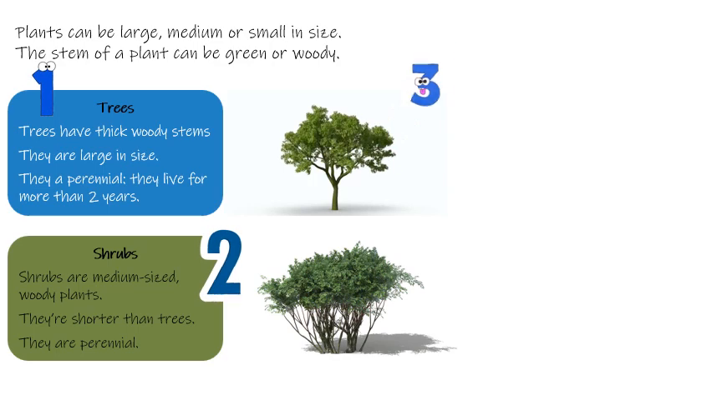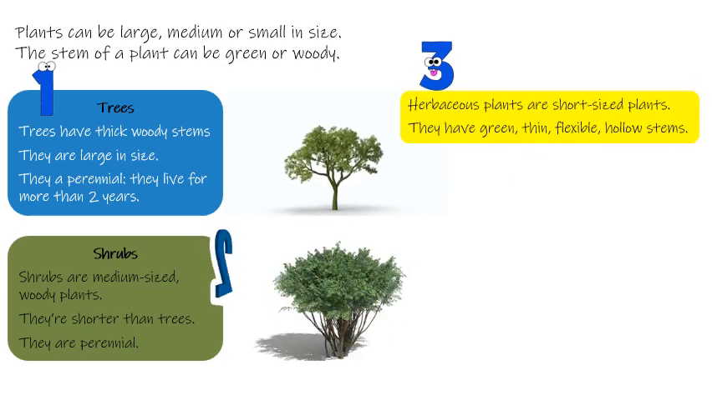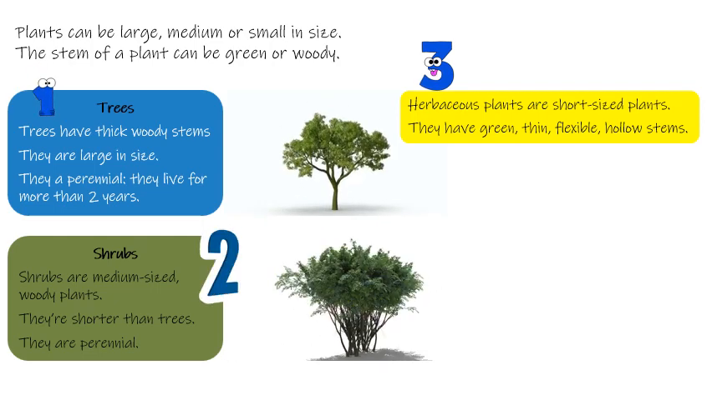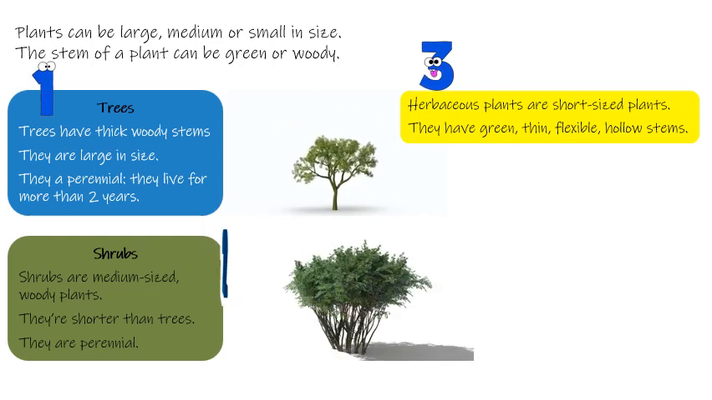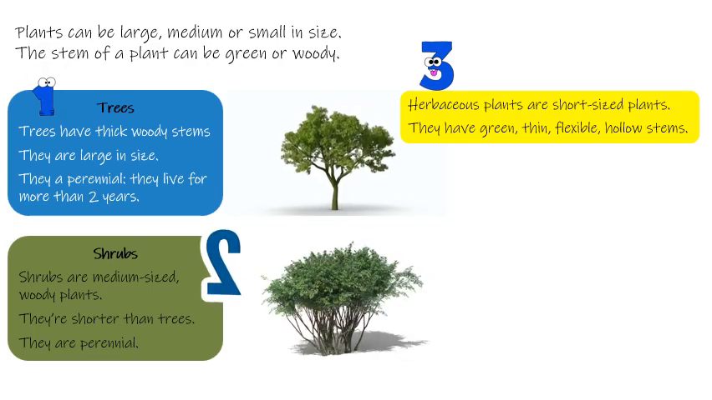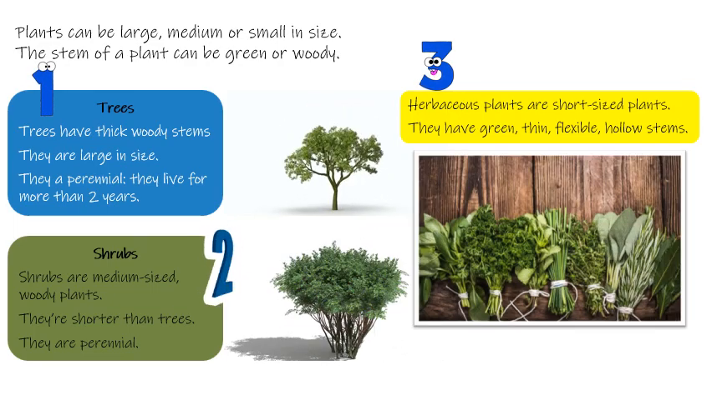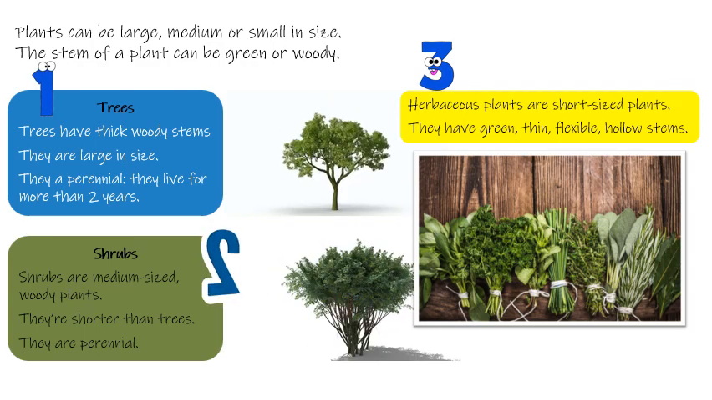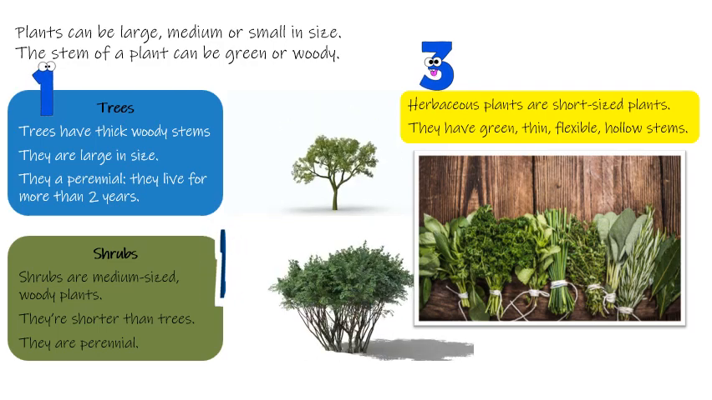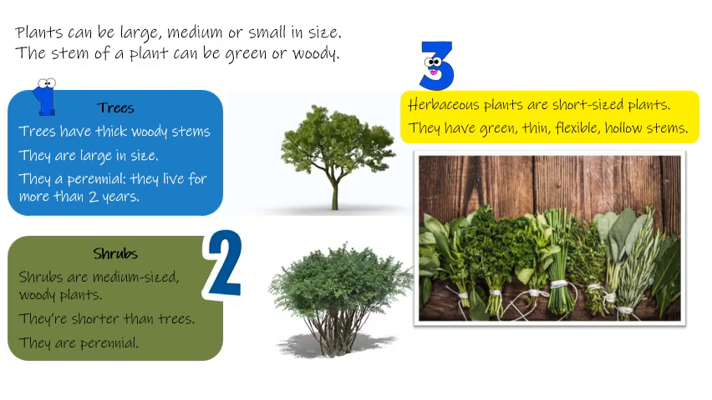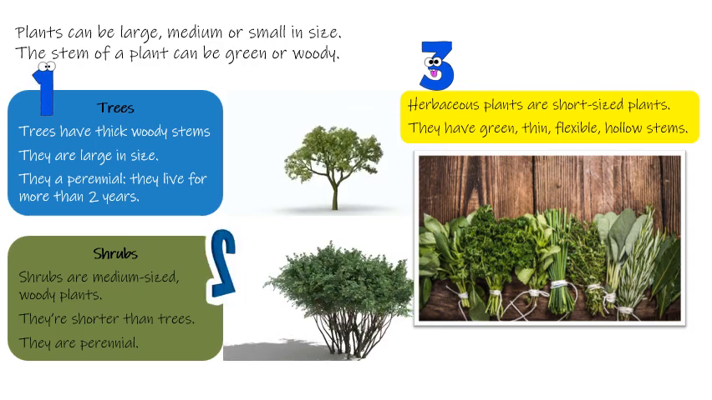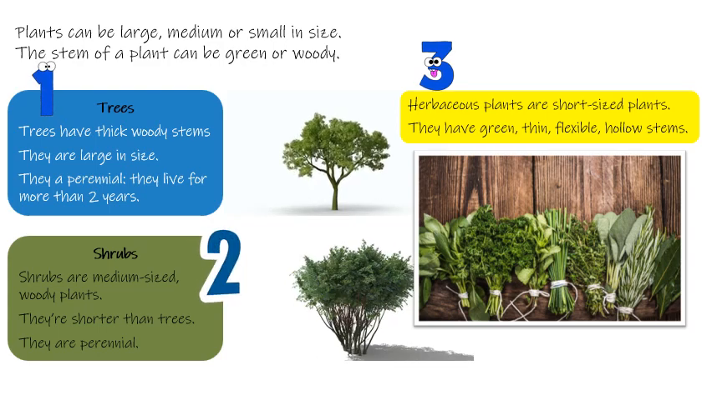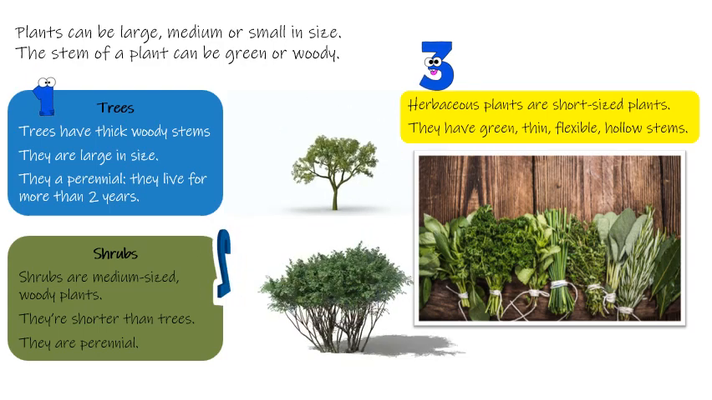Last group or category of plants, herbs. Herbs are small plants having a soft and flexible stem. They do not have a woody stem. They have a green and tender stem, and we can easily bend the stem of a herb. They are short in size, they have a small size, and they have a short lifespan. They are not perennial. They cannot live for more than 2 years.